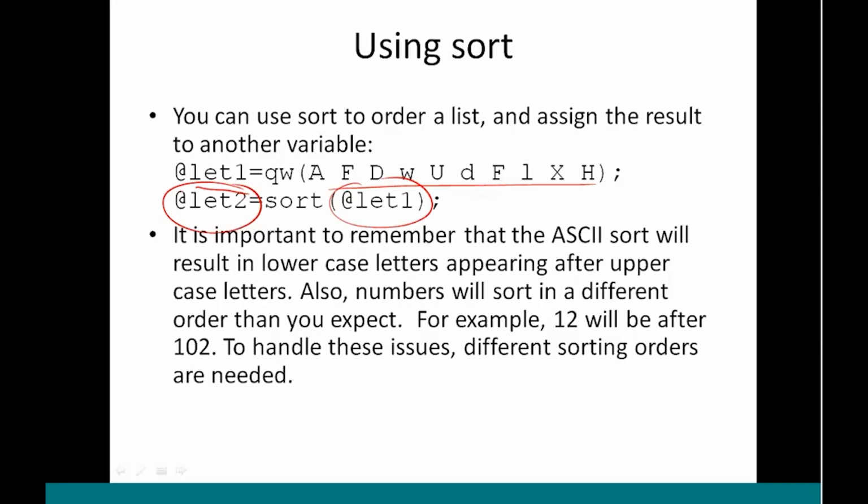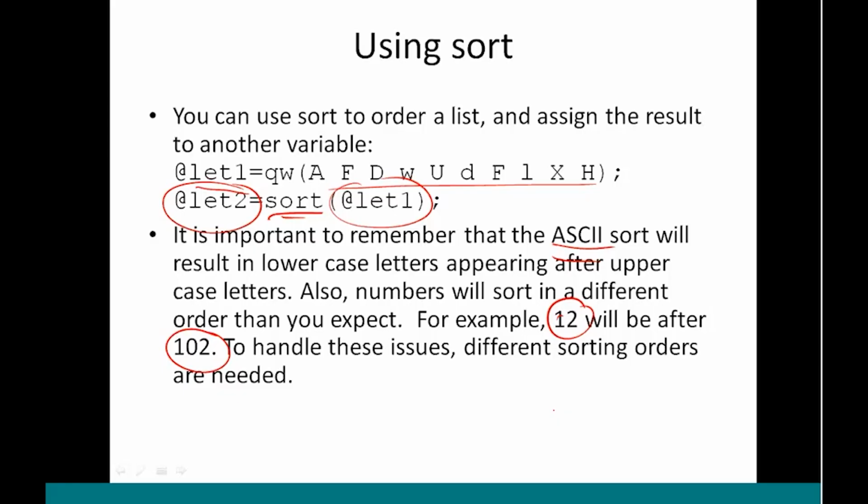One thing to remember with sorting is that when we just use a regular sort, it's always an ASCII sort. What that means is it results in the lowercase letters appearing after the uppercase letters. Also, the numbers will sort in a different order than you expect. For example, 12 will be after 1 or 2 because each position will be sorted. Basically, the numbers will be sorted on the positions. It's not on the numerical value itself.